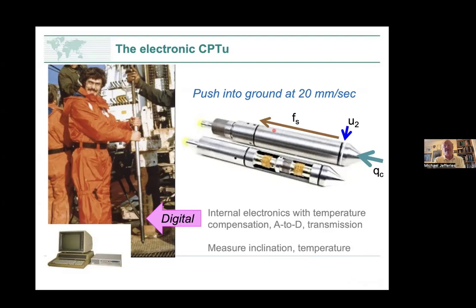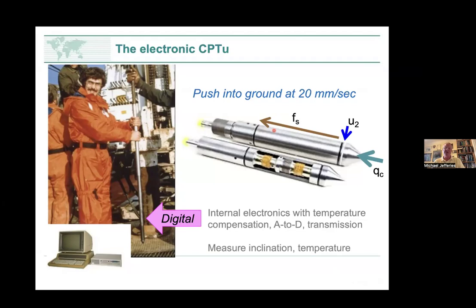When this equipment was first developed, and when I say first developed, we're really talking in the 1970s, we just had strain gauges down the hole or in the tip, and we had millivolt signals coming up the cable, and it was very easy to get corrupted signals. We had a lot of trouble with what we call drift, where the signals would change because of temperature or something. These days, it's virtually standard.